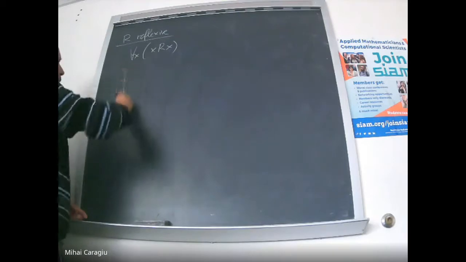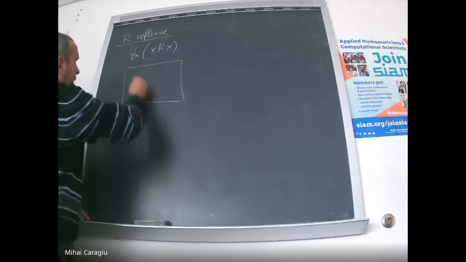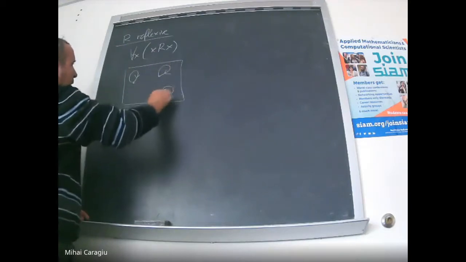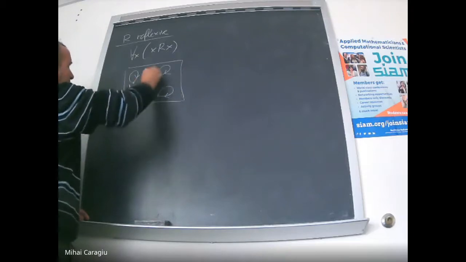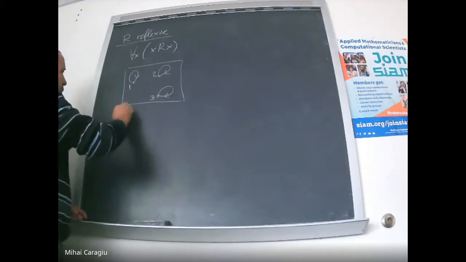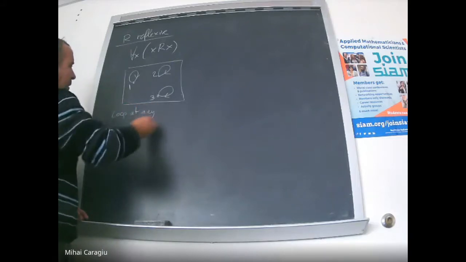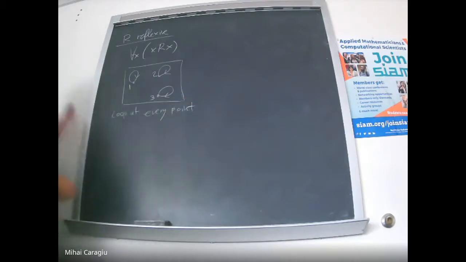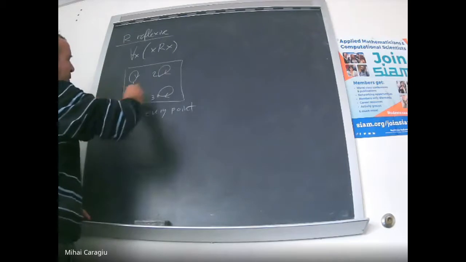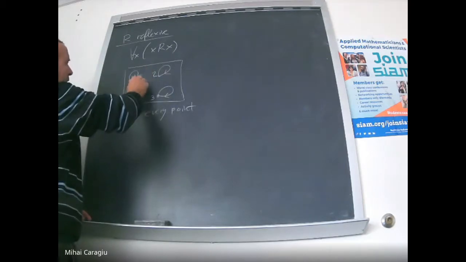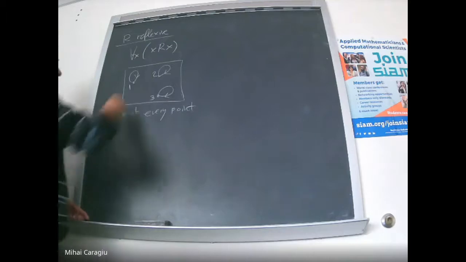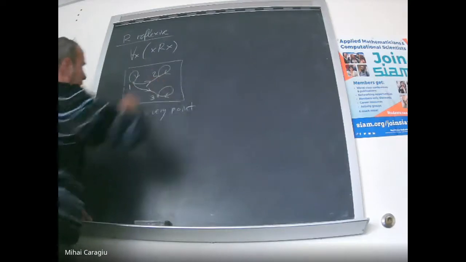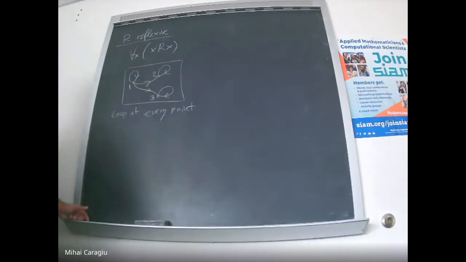In terms of conceptual diagrams, reflexive means we will have a loop at every point. Other than that, it doesn't really matter. If we add or do not add other connections, that does not change the fact that the relation is reflexive. So we can put 1 to 2 extra and 1 to 3. That's a reflexive relation because it has loops at every point.